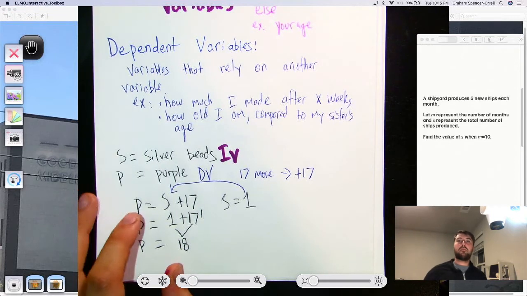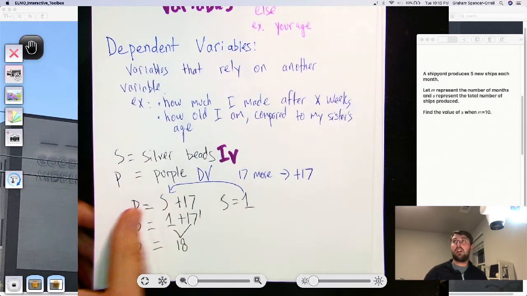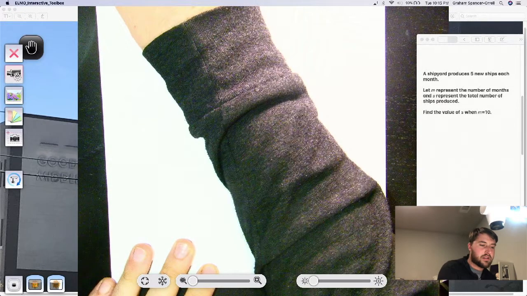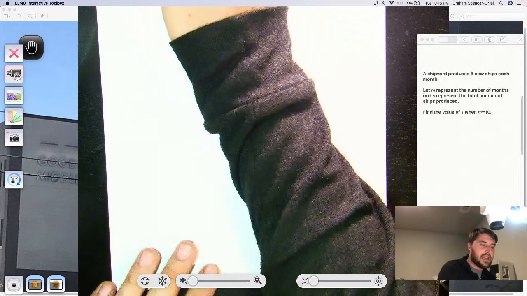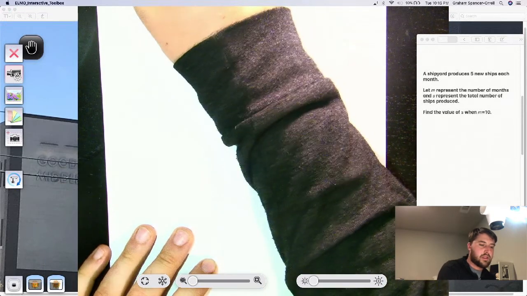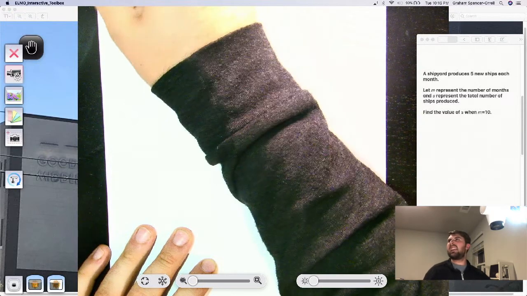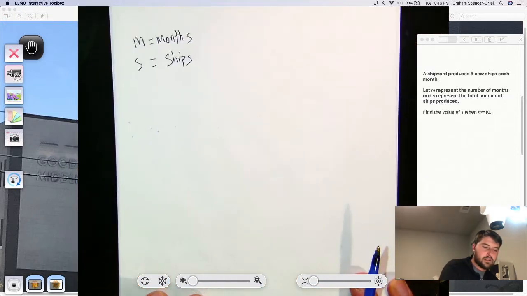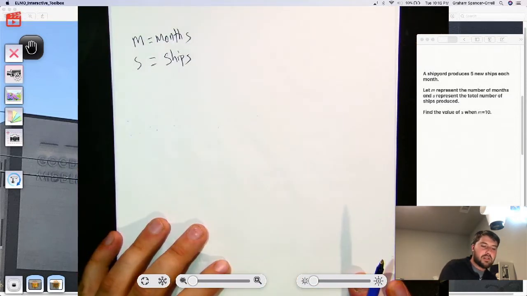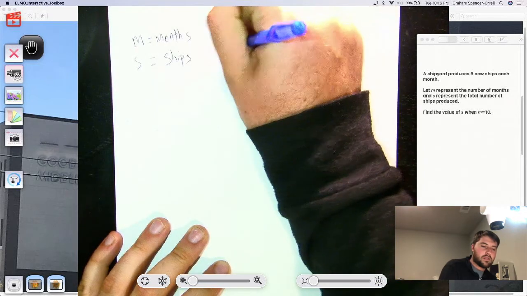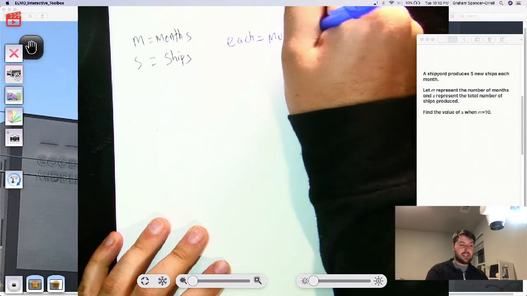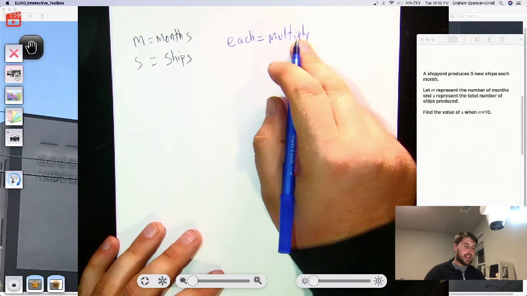So a shipyard produces 8 new ships each month. Let M represent the number of months and S represent the total number of ships produced. M equals months. S equals ships. Now when we see the word each is up there, that is going to mean multiply. Each is going to be multiply. Okay. So then it says find the value of S, the number of ships, when M, the months, equals 10.